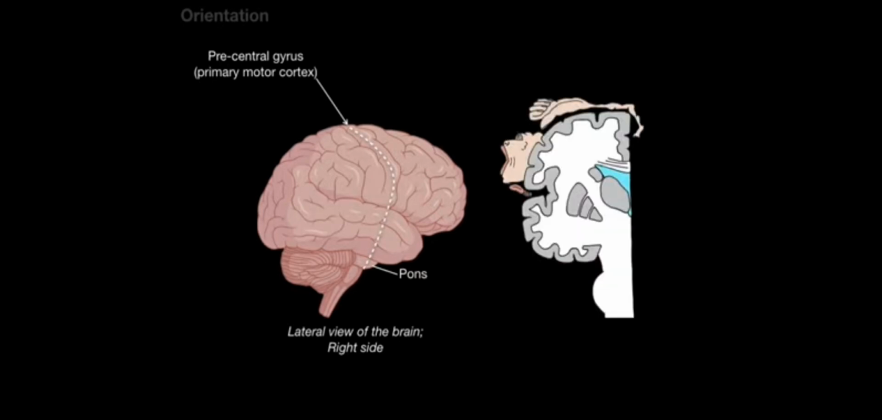Okay, so some orientation and some pictures. There's a lateral view of the brain on the right side, and there is the precentral gyrus, also known as the primary motor cortex, and there is the pons. And we're going to do a very creative coronal cut like that, and that gives us a picture like this. Here is our coronal section through the brain on the right side, there's the precentral gyrus, and there is the pons.